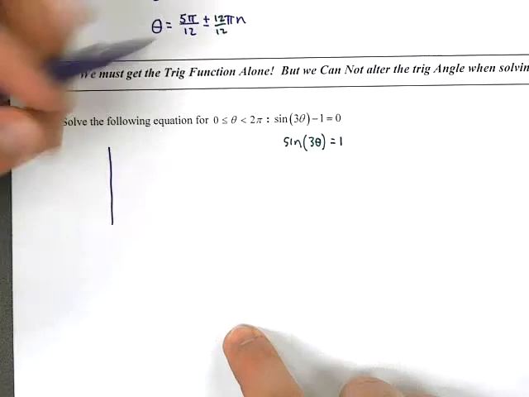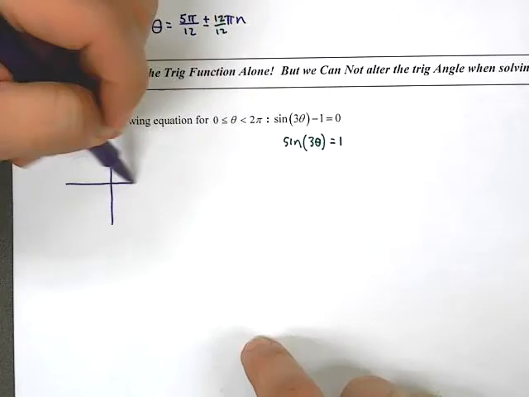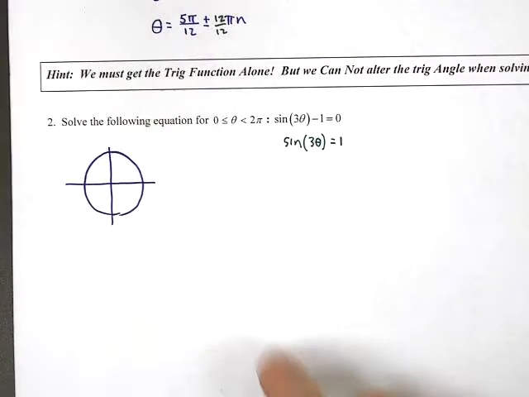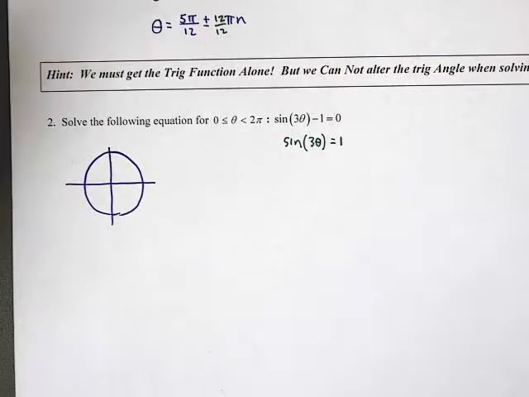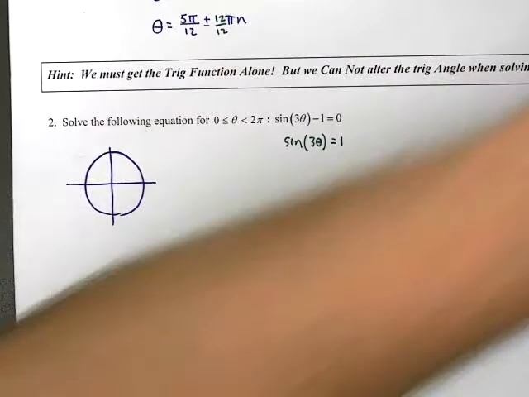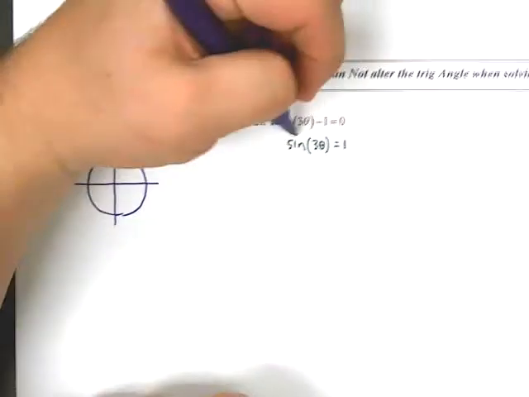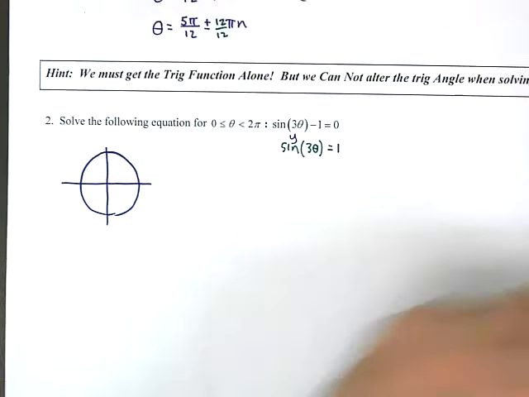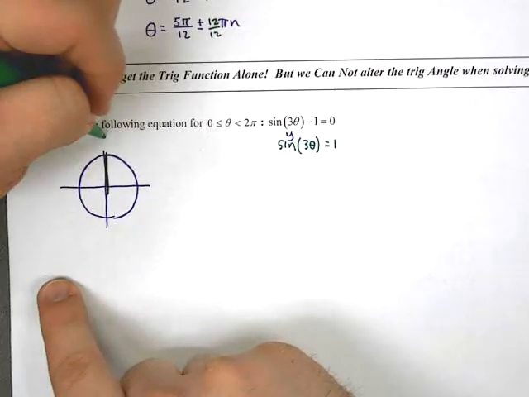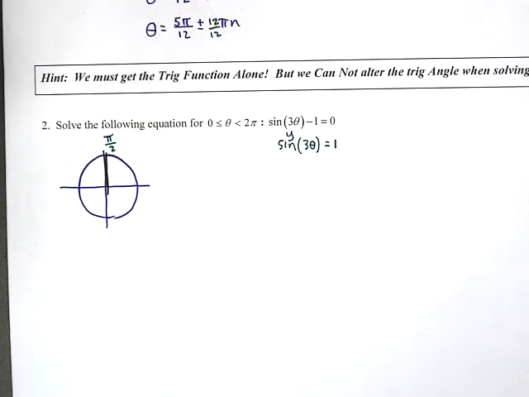So I can sketch a unit circle. Again, it doesn't have to be perfect, like mine. That was a joke. Where is my y value? Where's my y value? 1. Well, there's only one spot, guys. There's only one place, and it's straight up at pi over 2.